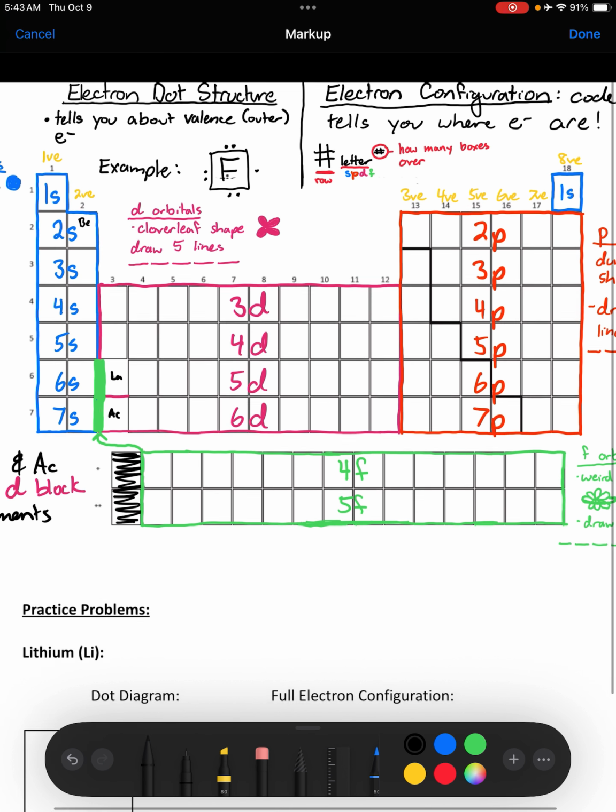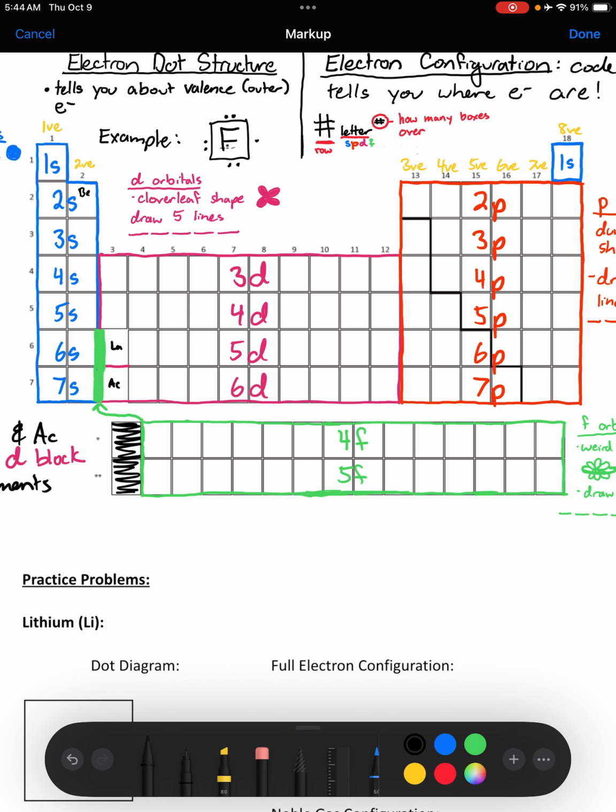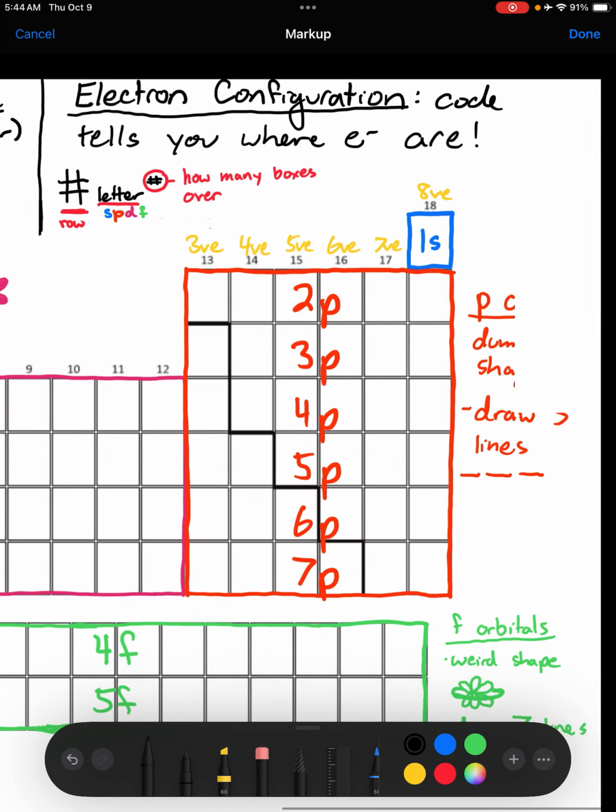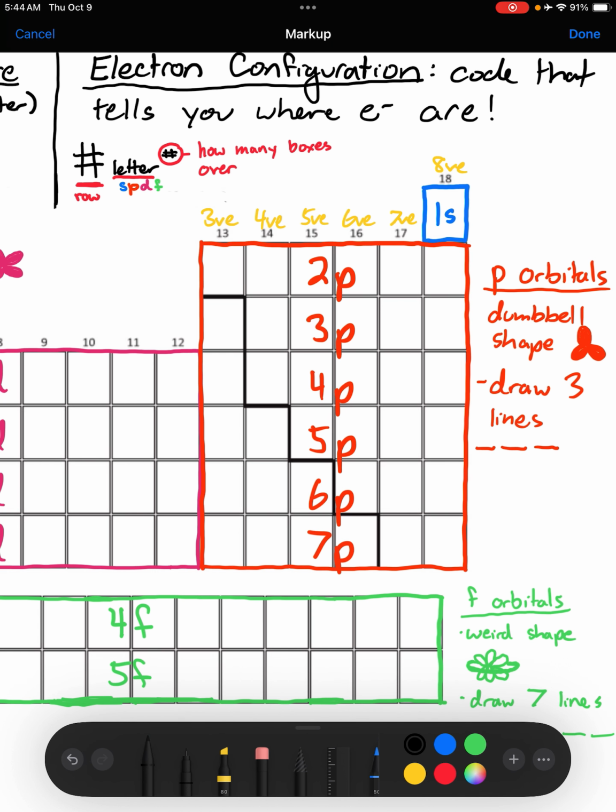All right, so electron dot structures are very easy. Electron configuration, on the other hand, is a code, and that code tells you where electrons are at any given time. Now there's 3 main pieces to all of this code. We have the row number, which comes first, and that's going to be the big number in front of that code. And it just tells you what row you're in on the periodic table.